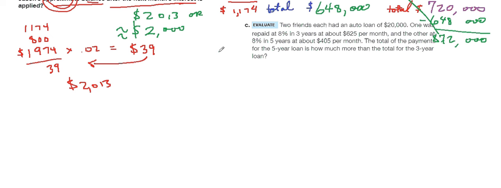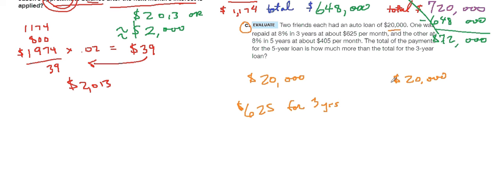Last one, let's do letter C in orange here. Two friends have an auto loan. They each have won $20,000, okay? So this guy over here, $20,000. This girl, $20,000. One was repaid at 8% in 3 years at about $625 per month. $625 a month for 3 years. Kind of like we blocked this out last time.